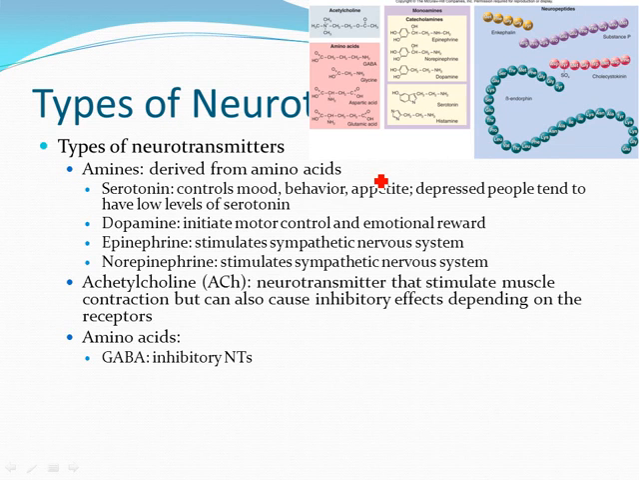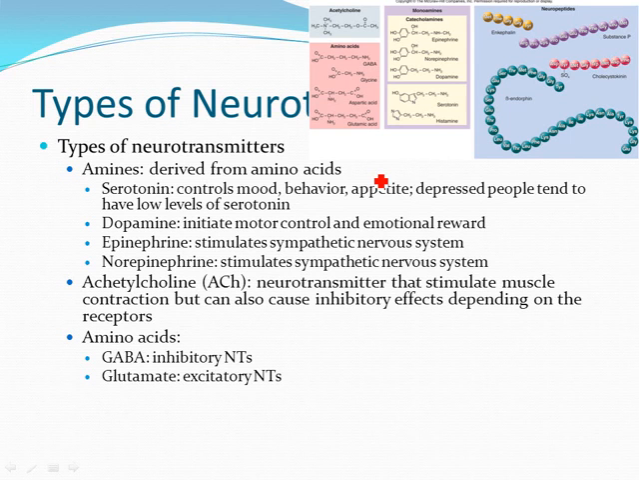Chloride, right? If we open chloride, which direction will chloride go? It's more concentrated where? Outside. Okay, it's more concentrated outside. It's going to come in, making it more negative inside. Very good. So GABA does exactly that. It opens up those chloride channels, allowing chloride to come into the cell, making it more negative.